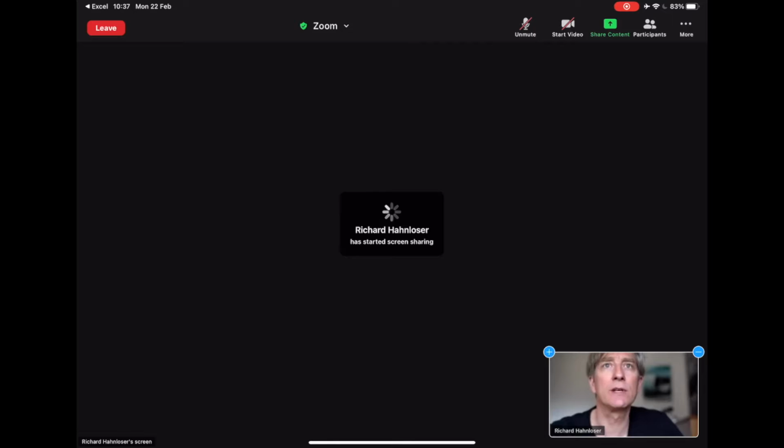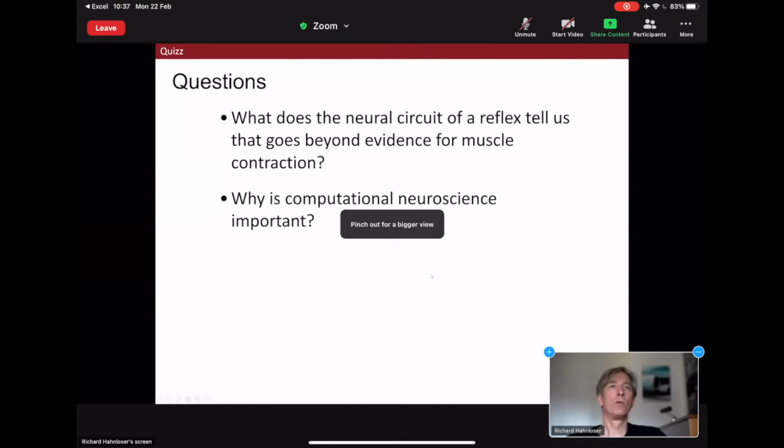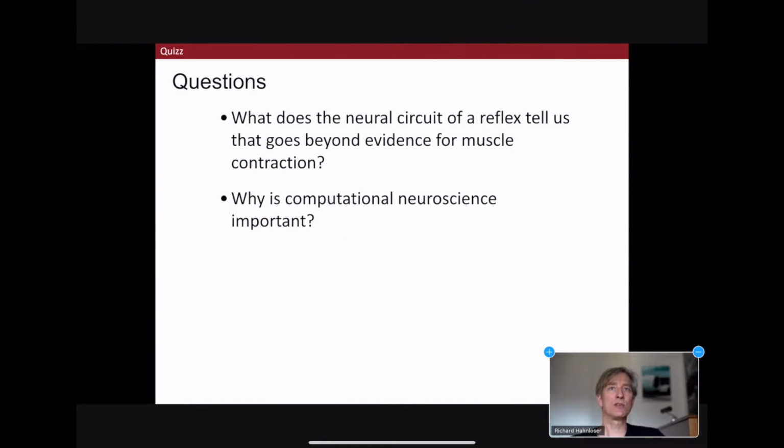Here's another set of questions. This is from the Systems Neuroscience lecture: what does the neural circuit of a reflex tell us that goes beyond evidence for muscle contraction? Right, we know that a reflex, like tapping on the tendon below the kneecap, leads to the extension of the leg. And what did we learn in class that goes beyond simple muscle contraction?